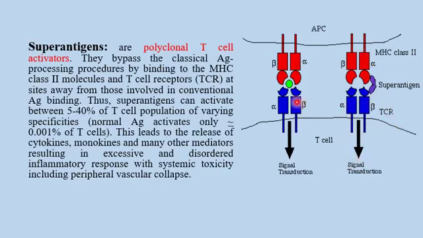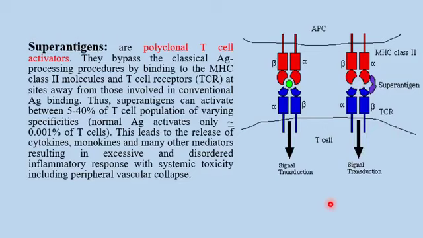In the first case, the number of T cells activated by a normal antigen may reach only 0.001% of the T cells. A super antigen can activate from 5 to 40% of the T cell population, of varying specificities. Okay? It doesn't have to be specific. So it activates a very large number of T cells. A large number of T cells are activated.